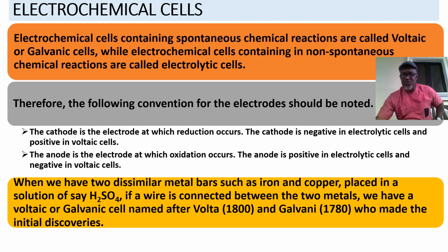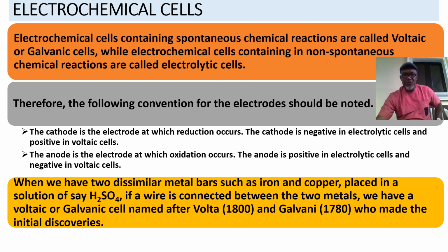Therefore, the following convention for the electrode should be noted. The cathode is the electrode at which reduction occurs. The cathode is negative in electrolytic cells and positive in voltaic cells. Remember, electrochemical cells are like opposite of electrolytic cells. In electrochemical cells, there is spontaneous chemical reaction which produces the current. But in electrolytic cells, we now use an external power to cause that reaction. So it's kind of in reverse. We'll also see what happens when we look at reversibility of reactions or reversibility of cells. Now the anode is the electrode at which oxidation occurs. The anode is positive in electrolytic cells and negative in voltaic cells.